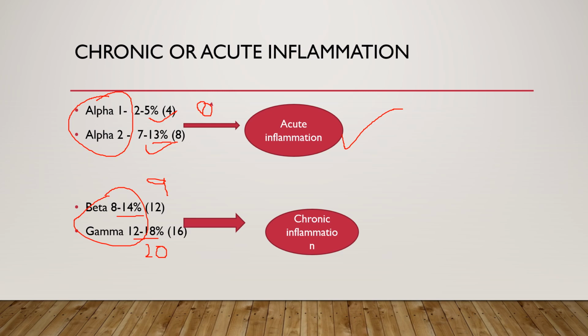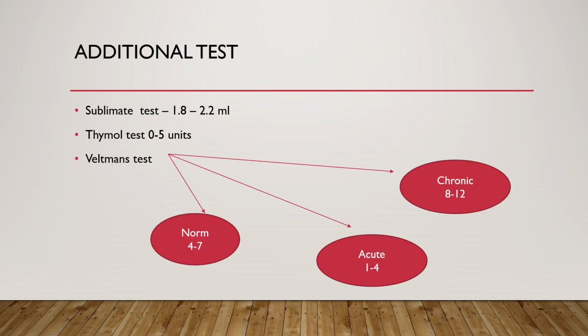So if on the analysis you see that alpha 1 and alpha 2 are both increased, then we can say acute inflammation. And if you find that beta and gamma are increased, then you can say chronic inflammation. Now, I want to talk about additional tests.